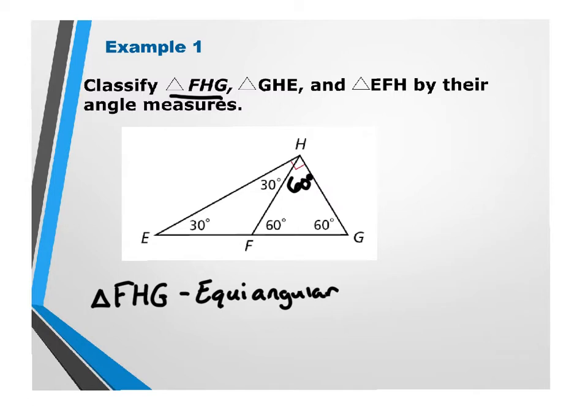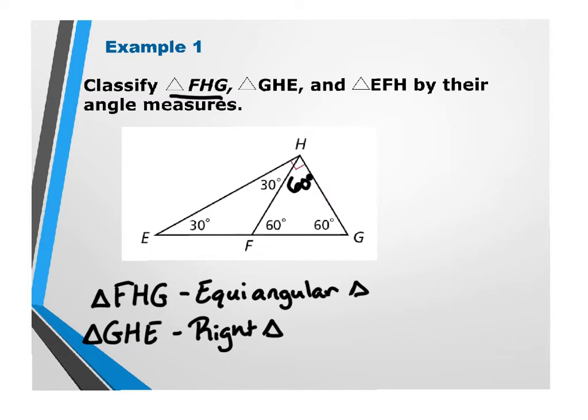Now the next triangle, GHE, which is right here. This is the whole big outer triangle. Well, I see one right angle over here, which makes the triangle a right triangle.